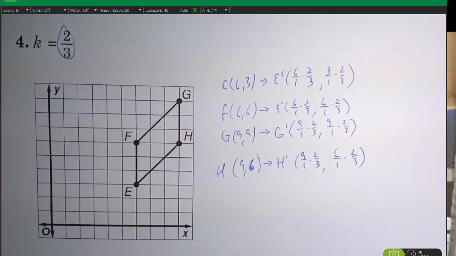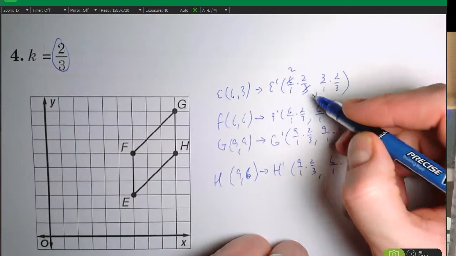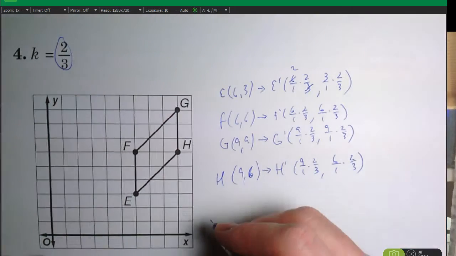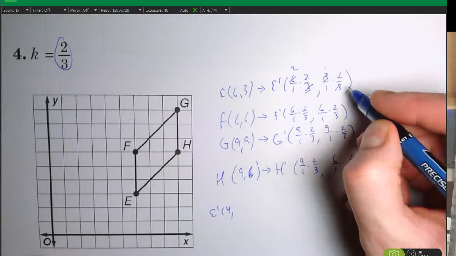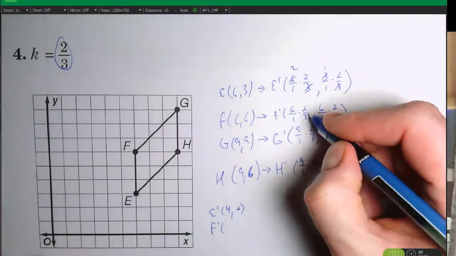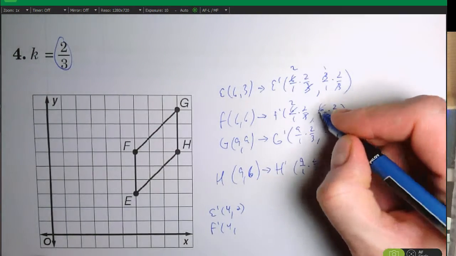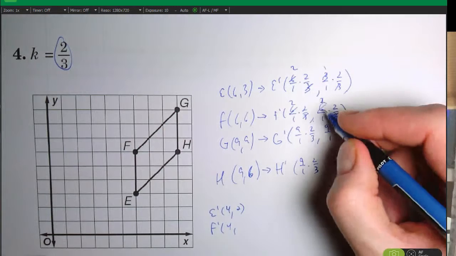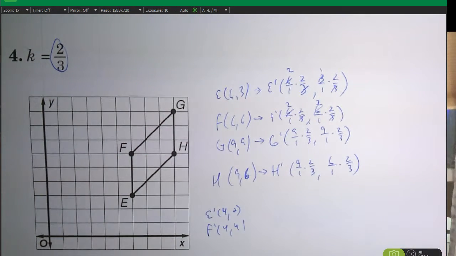And then what we'll do is we'll just multiply those out. They do work out nicely. This becomes 2 and 1, so 2 times 2 is 4. So E prime is at 4, comma 2. F prime, this cancels to 2 and 1, so 2 times 2 is 4. And then that becomes 2 and 1 again, so 2 times 2 is also 4. So it's 4 comma 4.